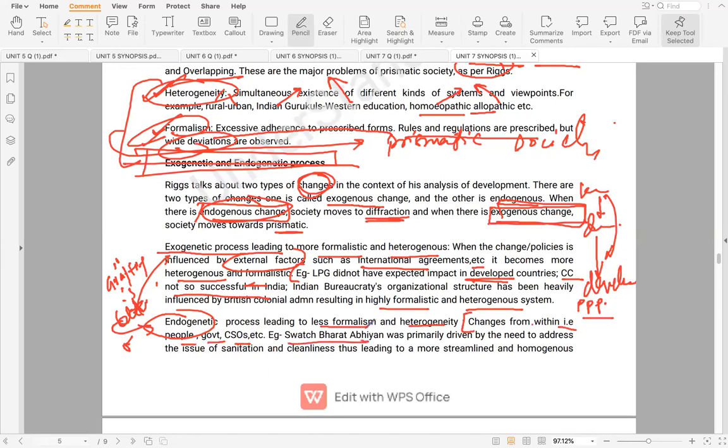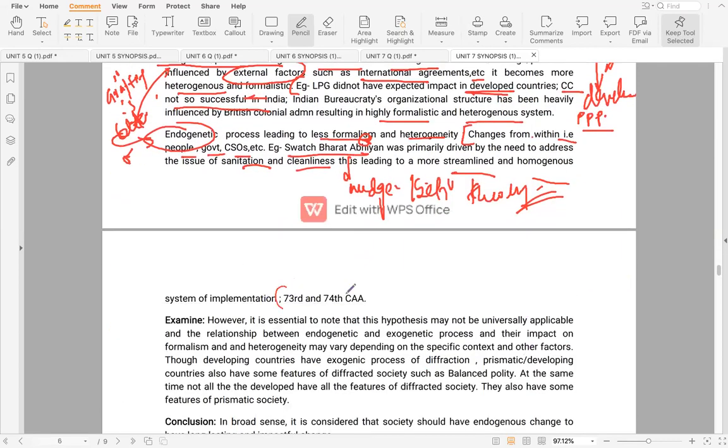For example, a perfect example would be Swachh Bharat Abhiyan, nudge behavior theory. You are changing the behavior itself from within. So it's an endogenetic change, and that is why it has been a very big success. It was primarily driven by the need to address the issue of sanitation and cleanliness, thus leading to a more streamlined and homogeneous system of implementation. Also, the 73rd and 74th Constitutional Amendment Acts' implementation was also an endogenous change, wherein there was a political will to bring about the change, and that is why it is successful in India as of today.